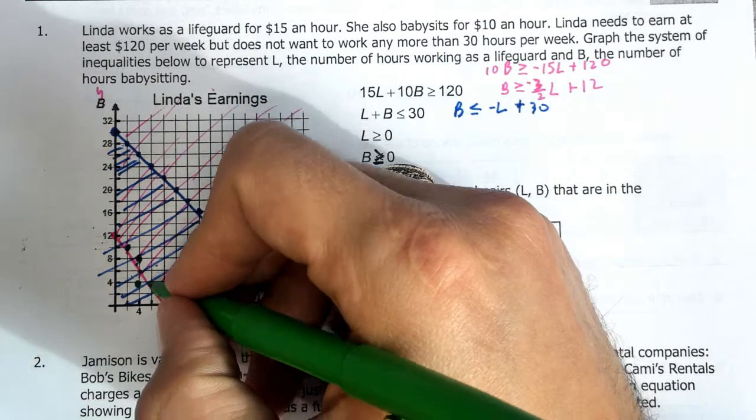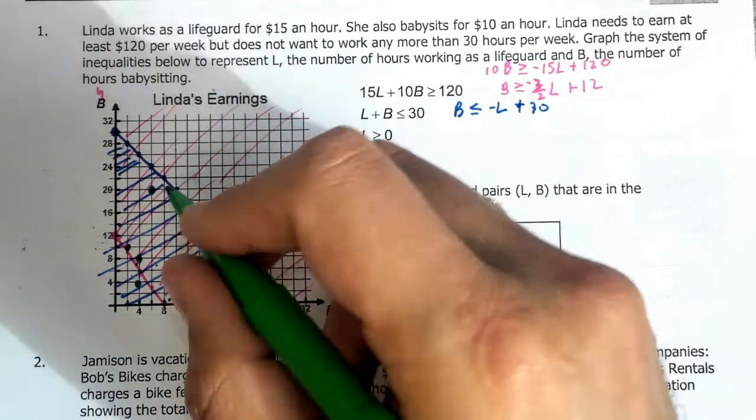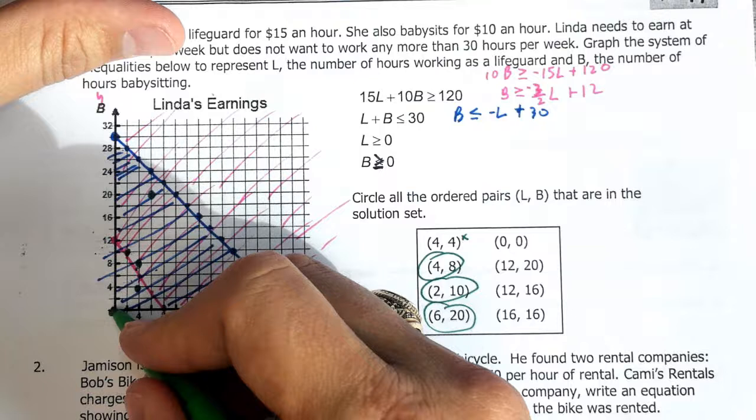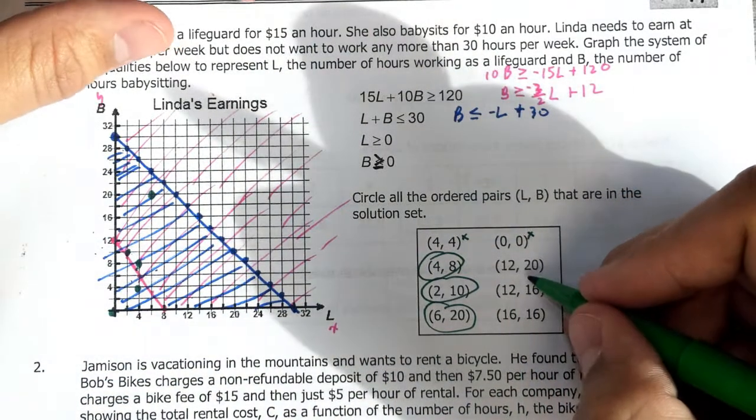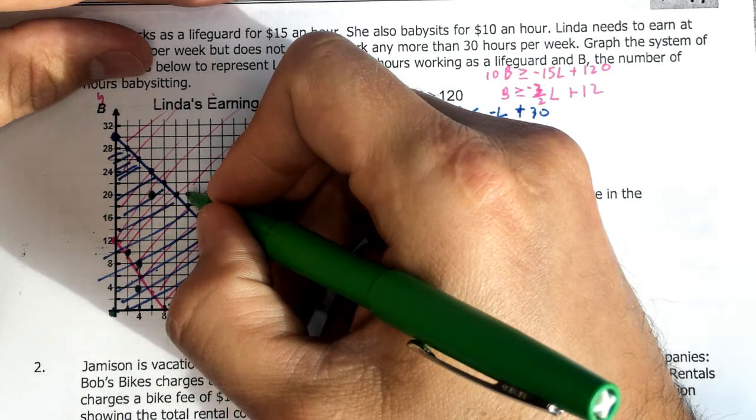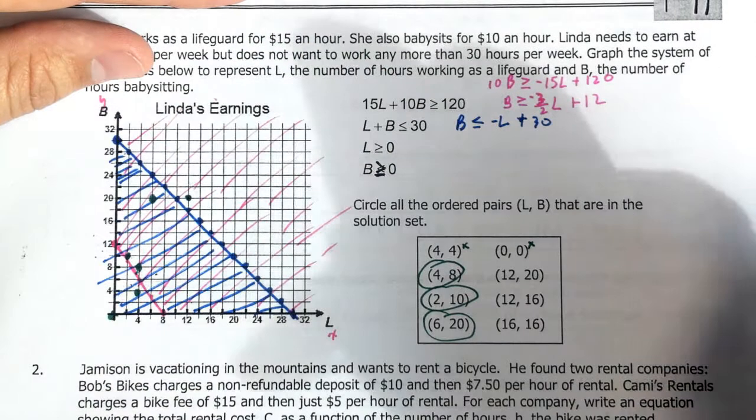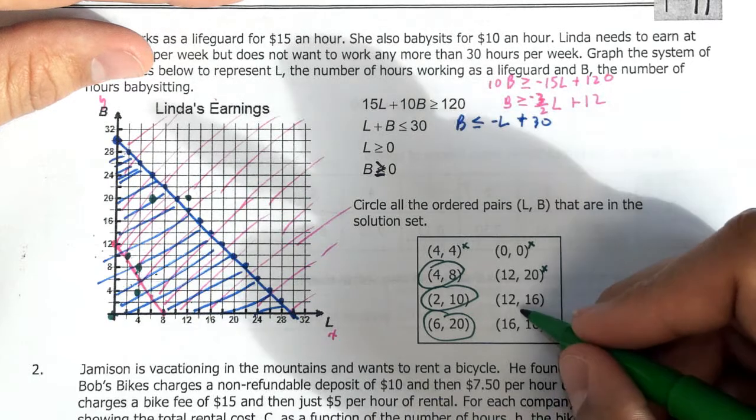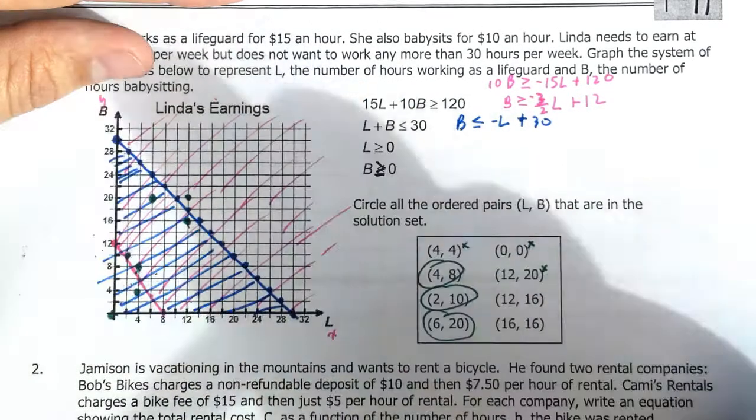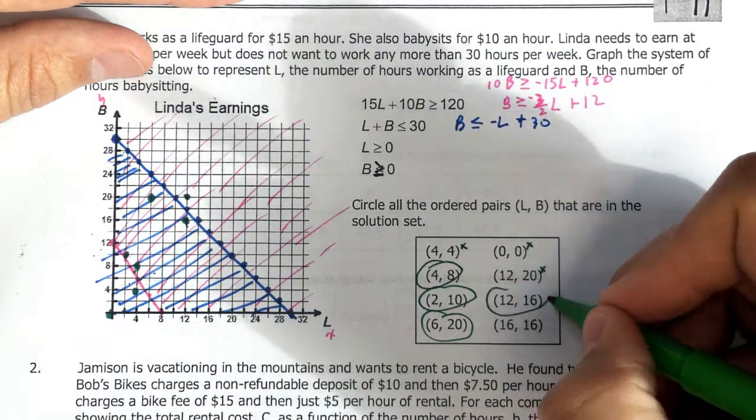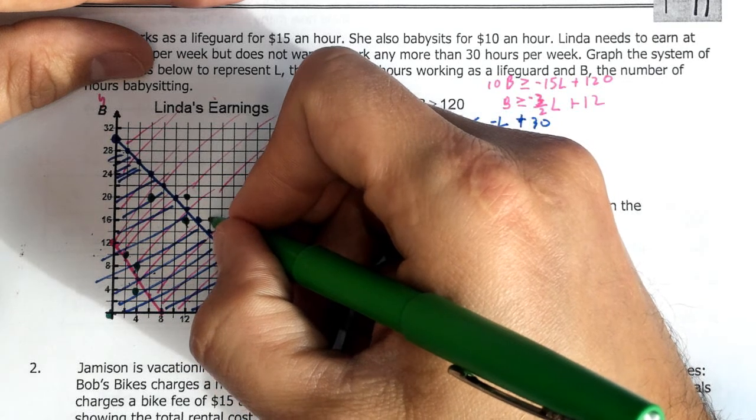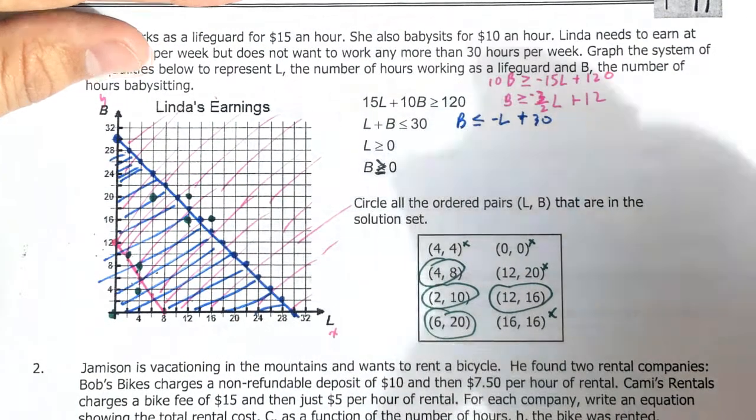6, 20. 6 is here up to 20. That is in there. 0, 0 down here. No, that doesn't work. 12, 20. 12, 20. It's outside of the blue one. That doesn't work. 12, 16. 12, 16. That's inside. That works. 16, 16. And no, that's outside.